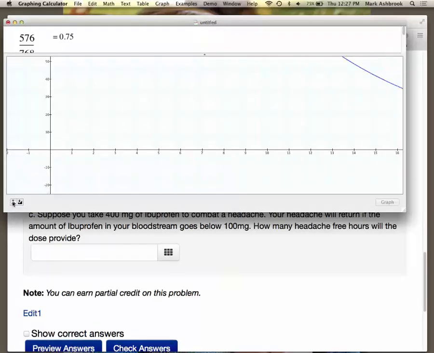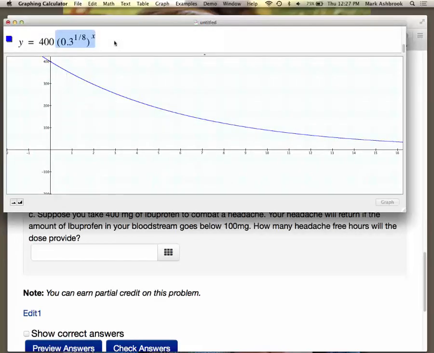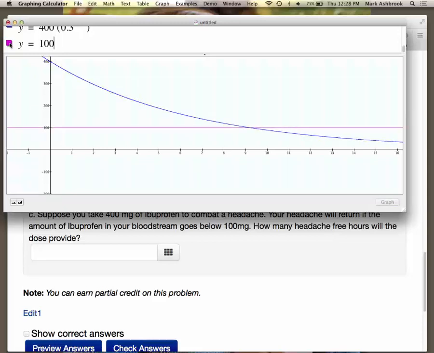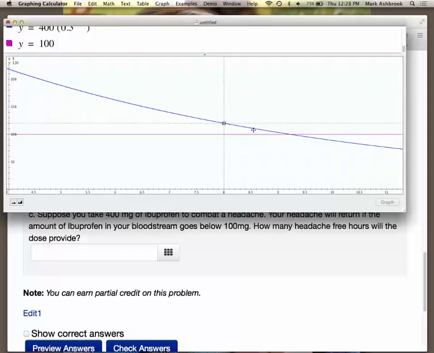Zoom out on the y-axis to see what's going on. There we go. And then I think using graphing y equals 100 and doing intersect. Okay, here's this intersection point is what we want. And you got the intersect on your graphing calculator.